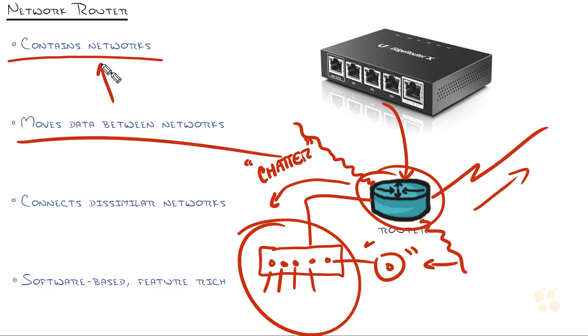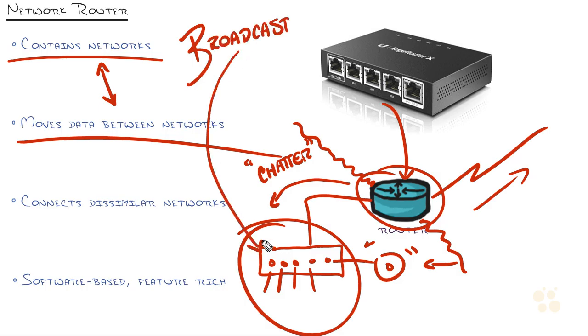And these two statements seem like they're opposite. It contains networks and yet moves data between networks. That's because broadcast traffic is great for finding people within the network, but it gets downright unruly the larger your network environment grows. So we have to contain it to prevent other networks from hearing all those broadcasts and having to process all of that traffic.